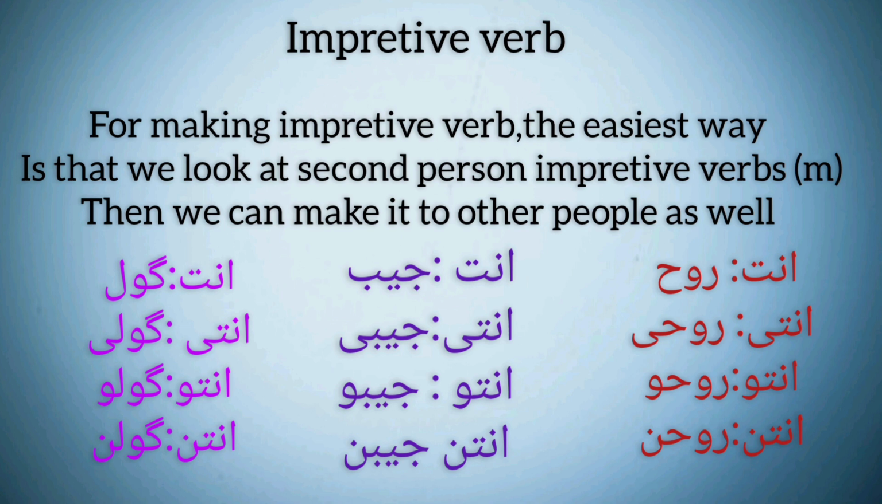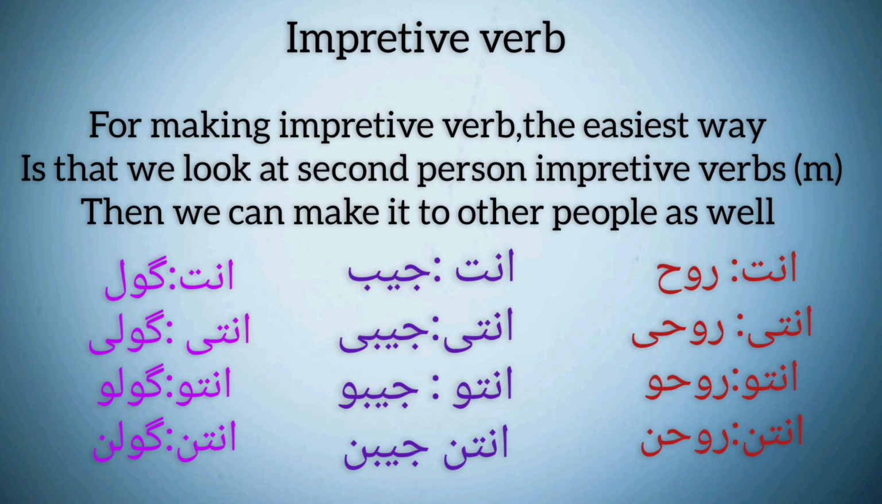The first topic is how we can make imperative verbs in Arabic, how we can make an order or a command in Arabic. There are actually a variety of ways to make imperative verbs, but the easiest and best way is to look at the second person imperative verb. With knowing this, we are going to be able to make imperative verbs for anybody. This is the first step.